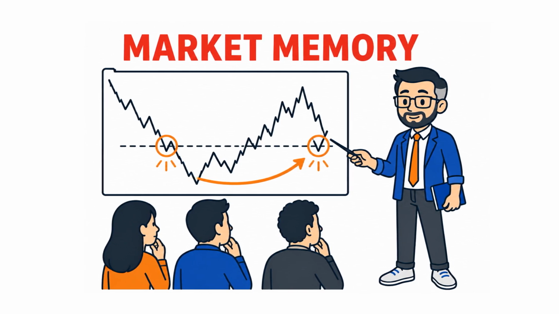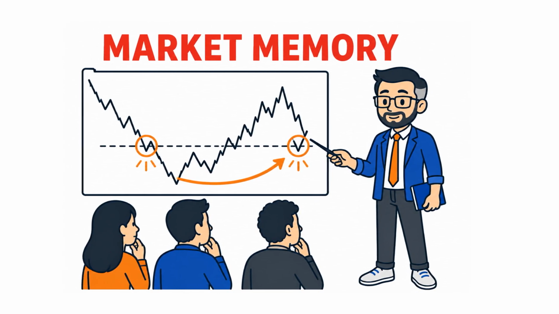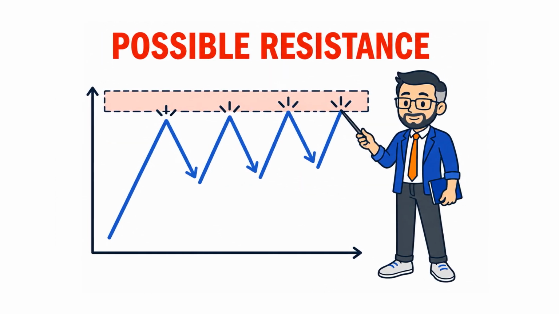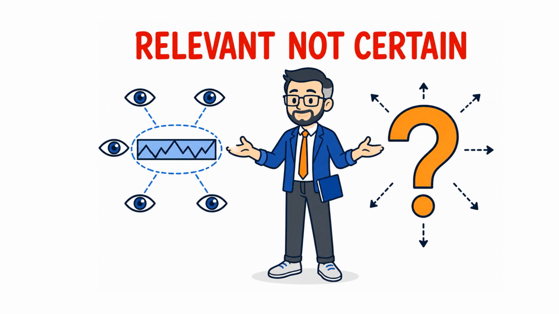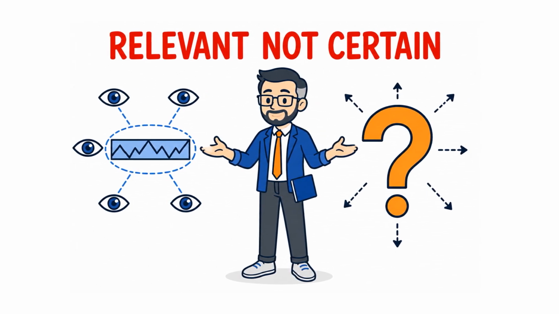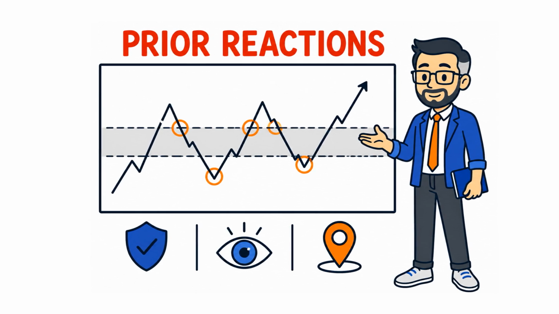The reason is memory in the market. If price turned higher from a certain area before, some traders may notice that and watch it again. If price repeatedly struggled to rise above a certain area, traders may treat that as resistance. The more often market participants focus on the same zones, the more those zones can influence behavior. That does not make them certain. It just makes them relevant.